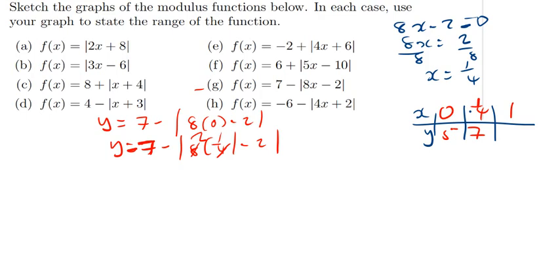So then, if I put 1, it's going to be 8 times 1 minus 2. 8 times 1 minus 2 is what? Positive 6. So 7 minus 6 is positive 1.